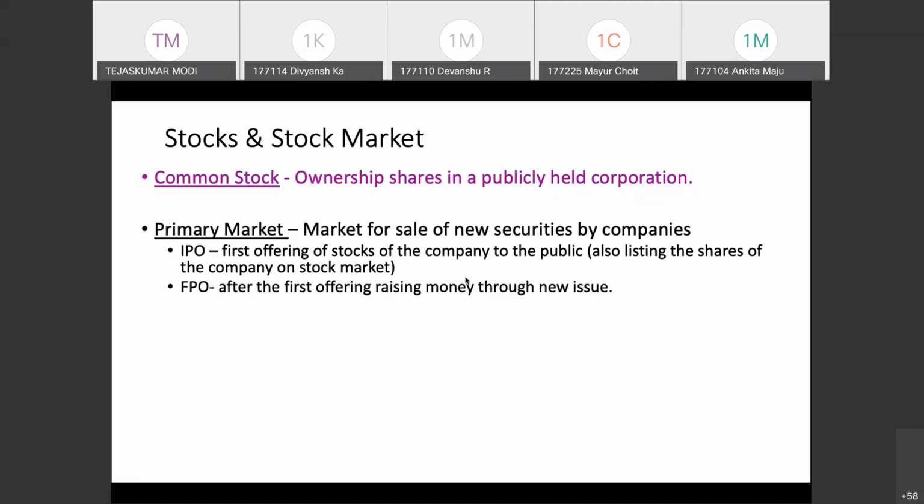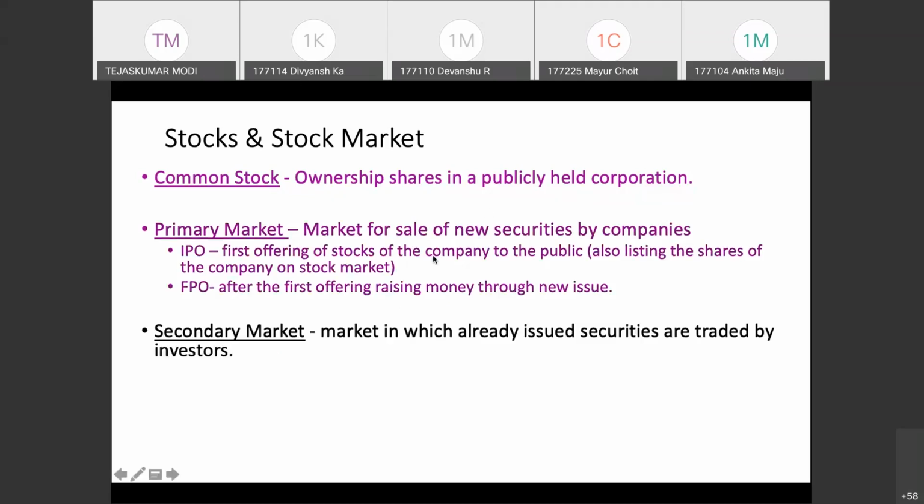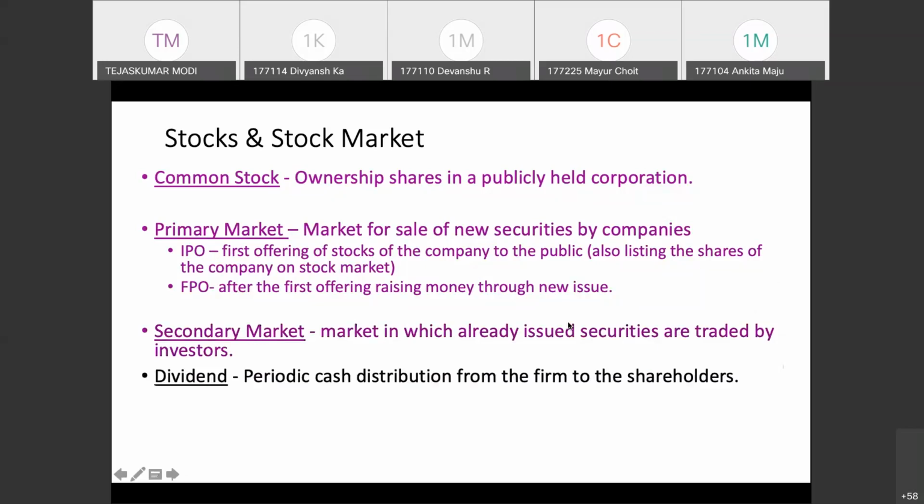The third term is secondary market. The secondary market is a marketplace where shares or securities are traded by investors among themselves. So the company is not involved, right? Traders like us, the buyers and sellers like us, exchange shares through the secondary market. NSE, BSE, we know, right? Dividend is the periodic cash distribution. We know that, so I'm not discussing this.